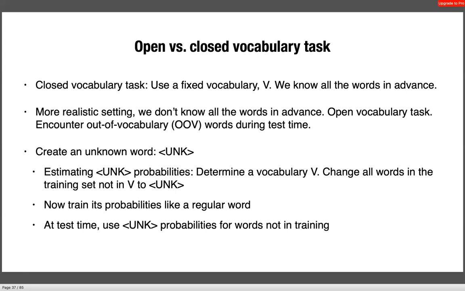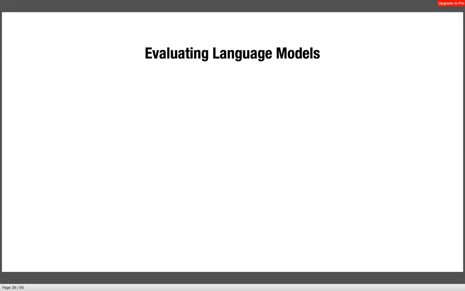And now at test time, you use these UNK probabilities for words which do not appear in your training data. This scheme has lots of issues. Here you're just clubbing together all these unknown out of vocabulary words as UNK, estimating its probabilities during training by changing all the words in your training data that do not adhere to some vocabulary V to UNK, and then using those probabilities at test time. Clubbing all the unknown words as this one UNK is very suboptimal, but I just want to introduce this notion of an unknown word, so that you can assign this label to out of vocabulary words during test time.